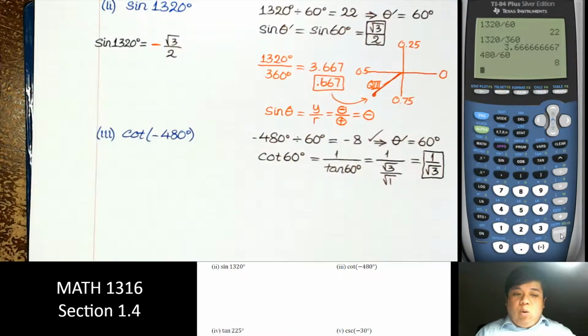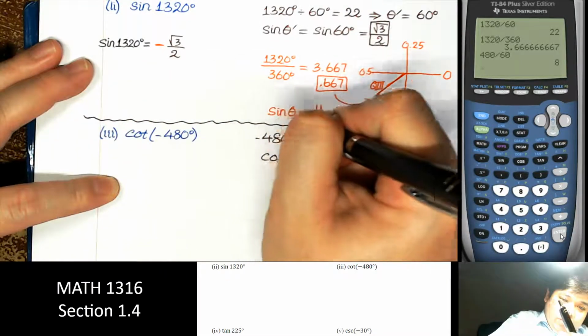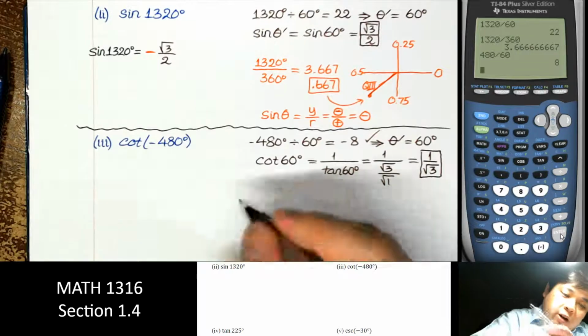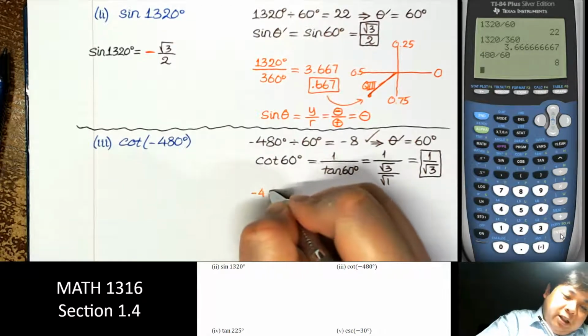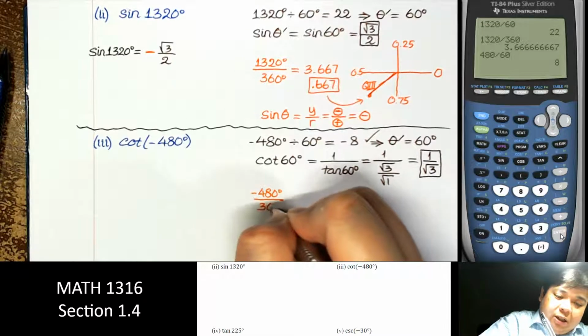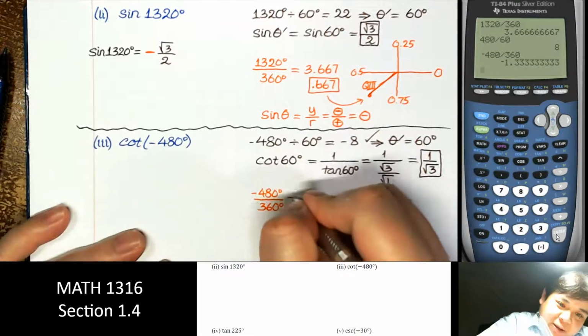Right, now the quadrant. Now the quadrant, negative 480 degrees divided by 360. Negative 480 divided by 360, sorry. This is negative though, don't forget about that.